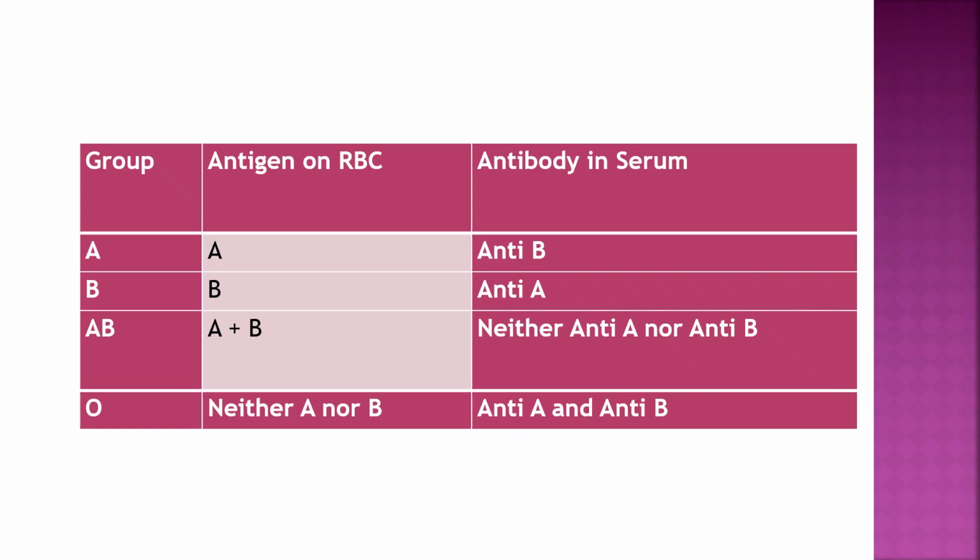In A group, A antigen is present on RBC and anti-B antibody is present in serum. In B group, B antigen is present on RBC and anti-A antibody is present in serum. So the antibody present in the serum is opposite to the antigen. These anti-A and anti-B are called natural antibodies. In AB group, both A and B antigens are present on RBC, so no antibody is present in serum. In O group, neither A nor B antigen is present, so both anti-A and anti-B antibodies are present in serum.